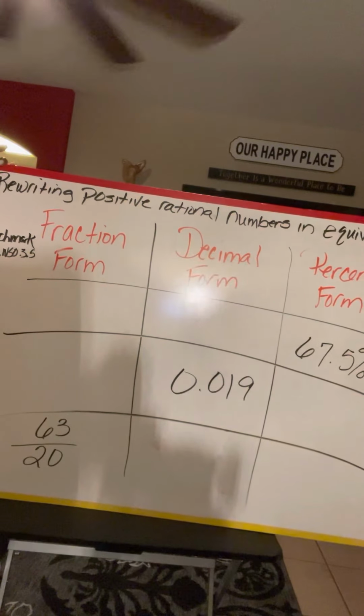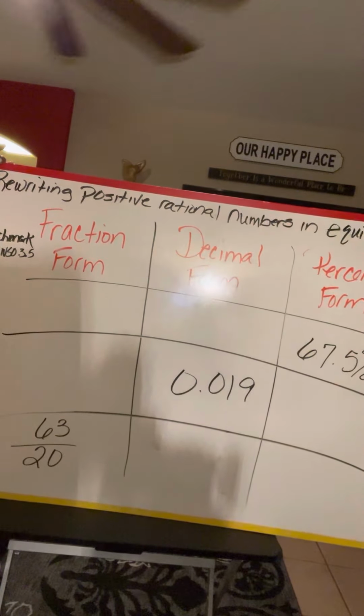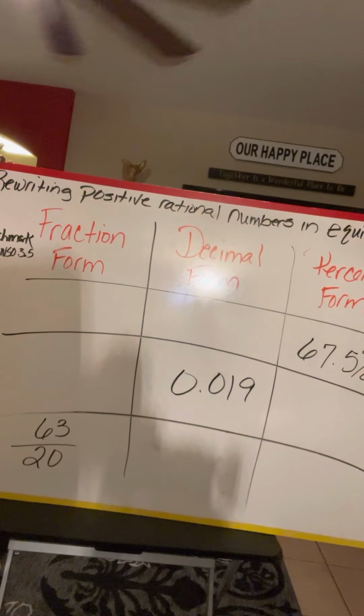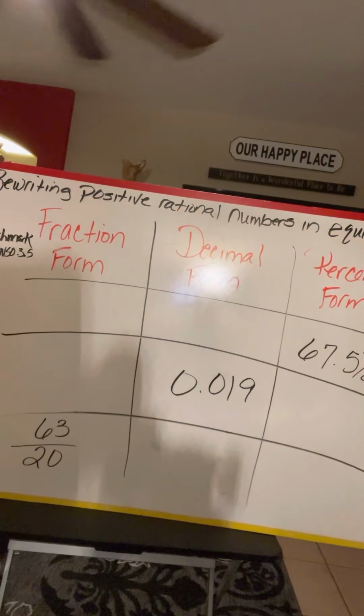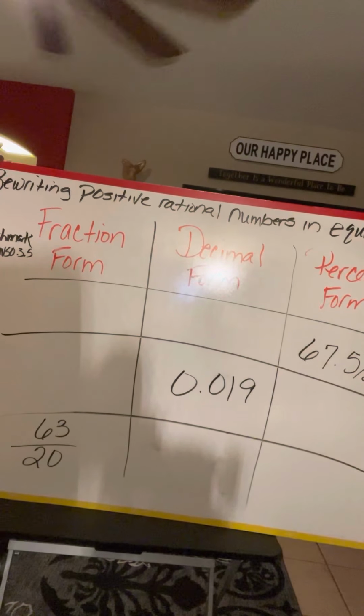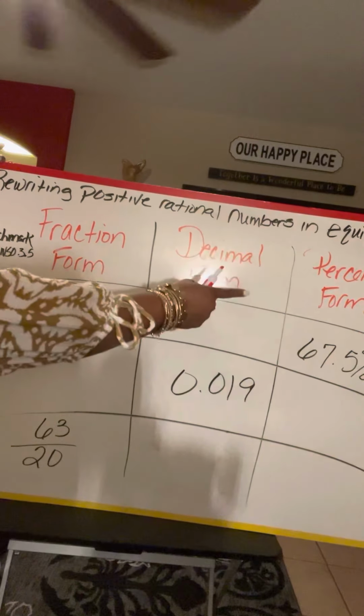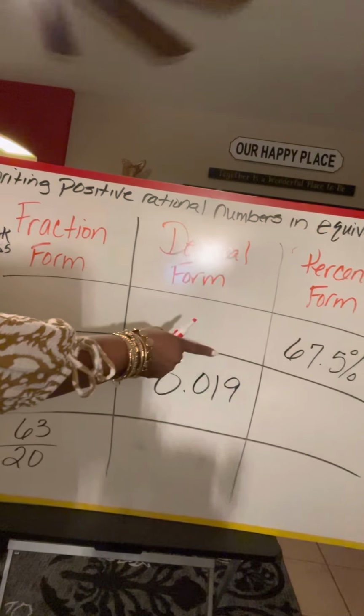This is Miss Russell again, and we're still working with benchmark NSO 3.5, where we're going to be rewriting positive rational numbers in equivalent forms. So we're going to start this one with the percent form.